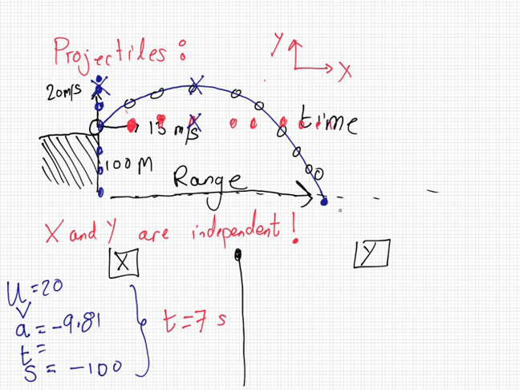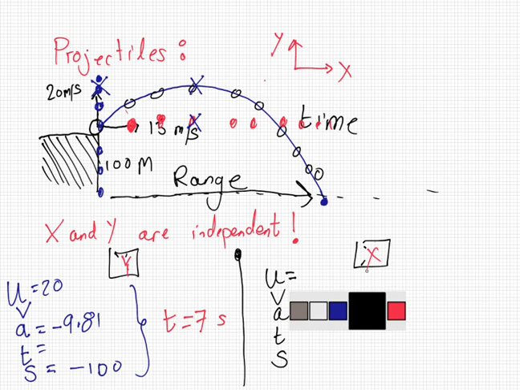So, if I look at the horizontal now, I have U, V, A, T, S. What's U? Oh, what have I done? Sorry, I wrote them backwards. Y, X. Okay. U, 15. V, not given. A, 0. Constant velocity.